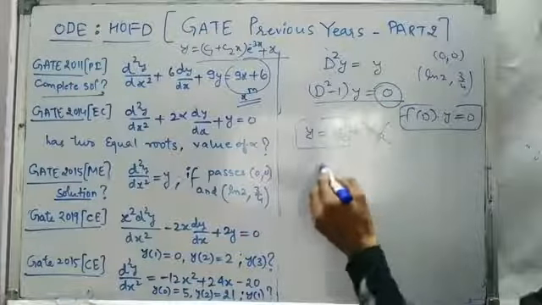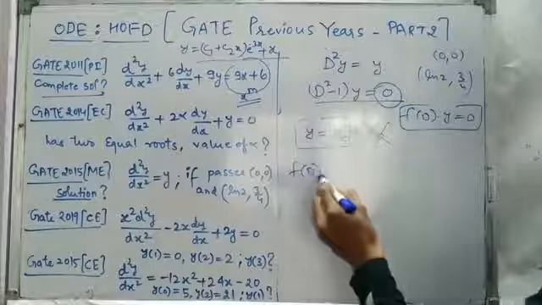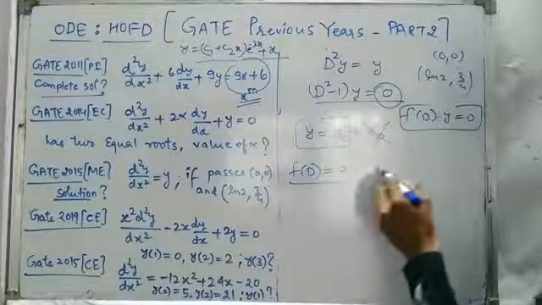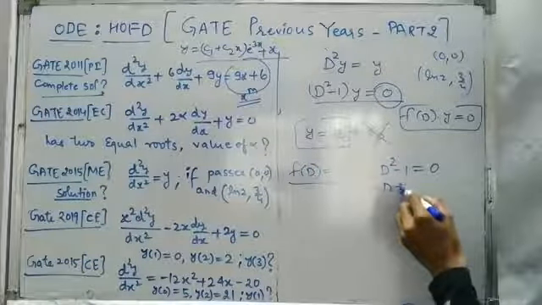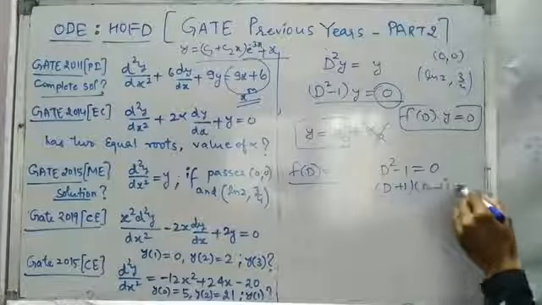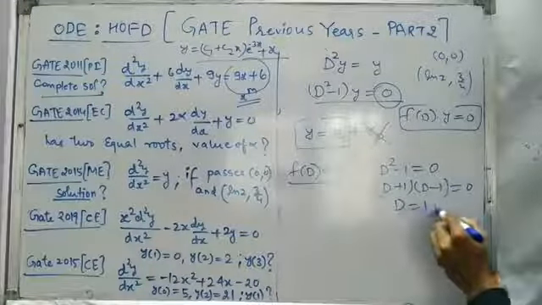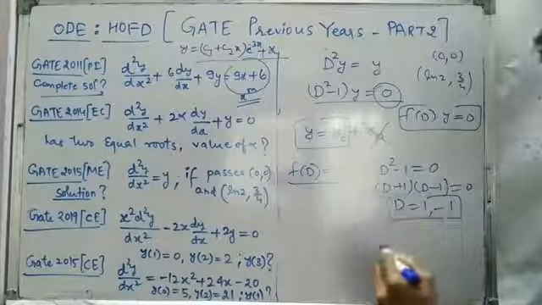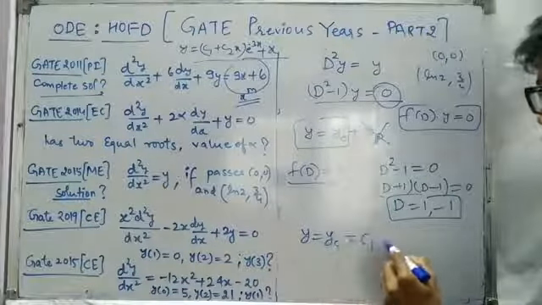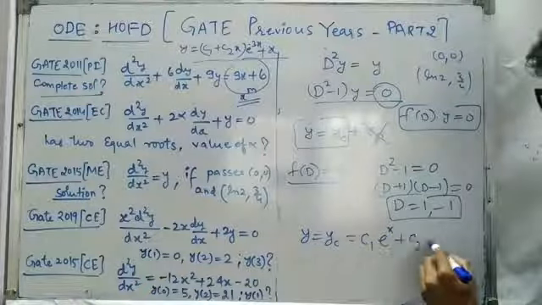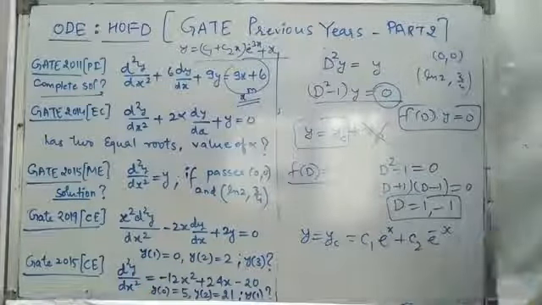So now we just have to make use of our auxiliary equation, f of D is equal to 0, and the solutions are going to be D square minus 1 equal to 0. So (D plus 1) into (D minus 1) is equal to 0. So D is equal to 1 and minus 1, which are the real roots. So we are going to get y is equal to yc is equal to c1 e power x plus c2 e power minus x, because the roots are nothing but 1 and minus 1.